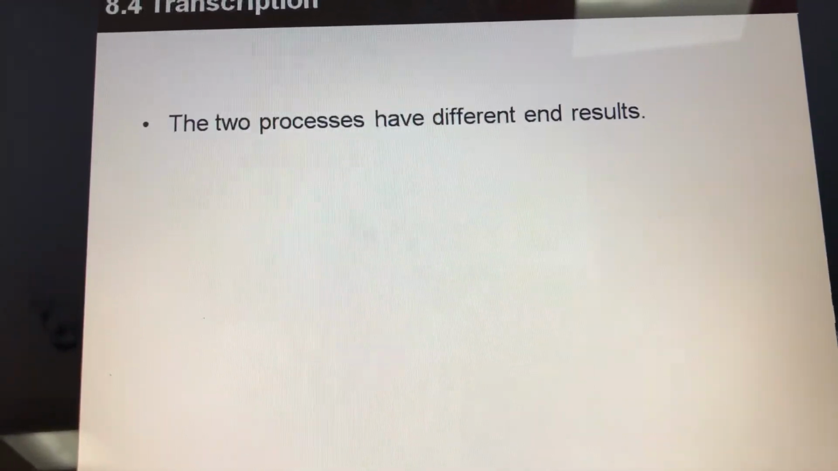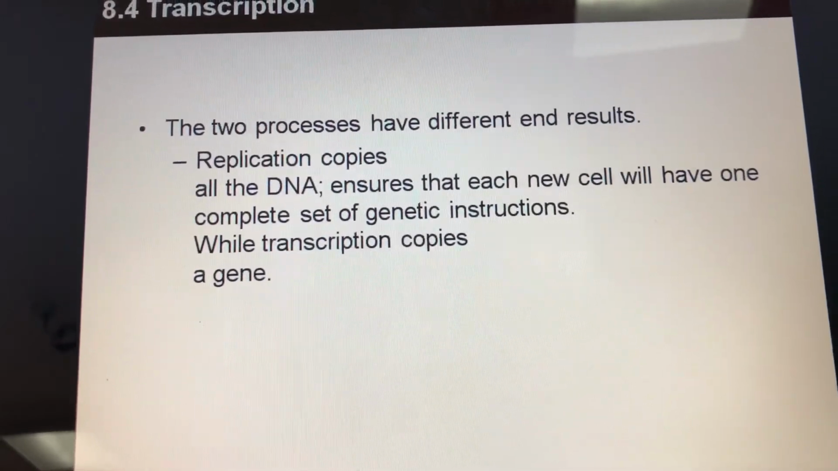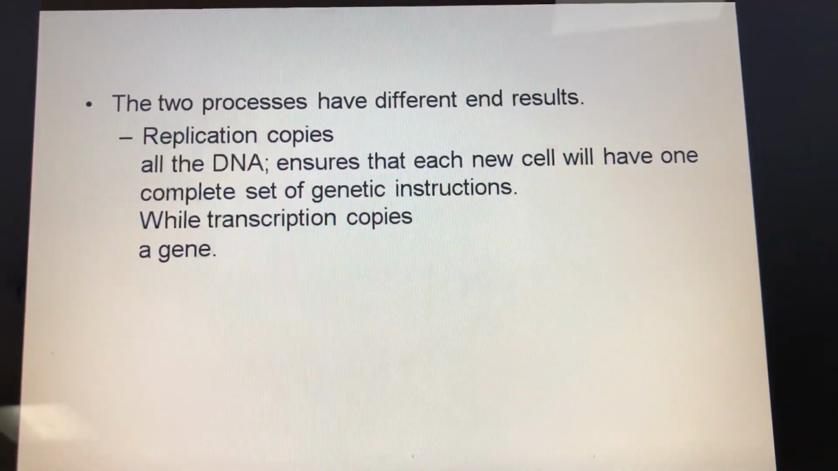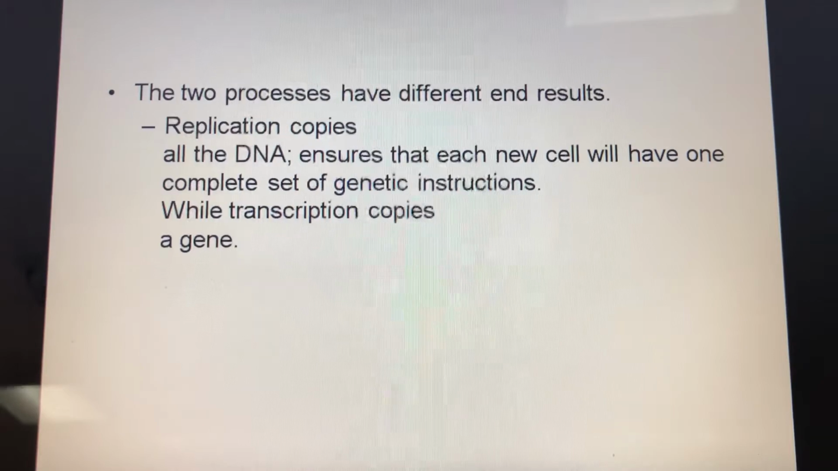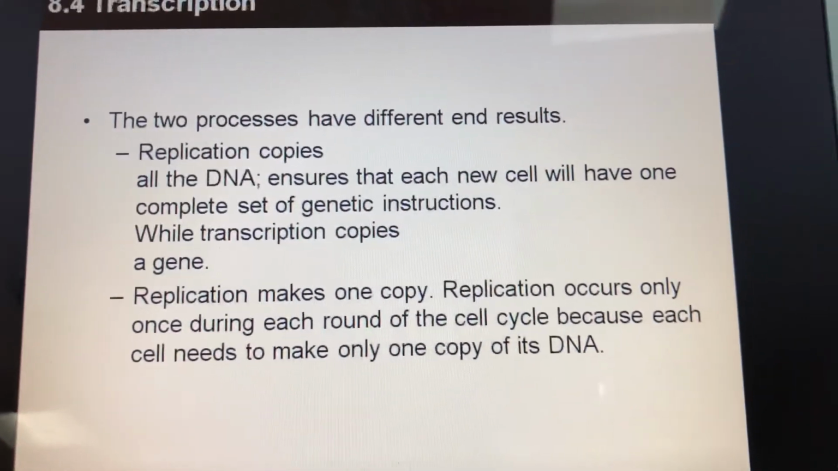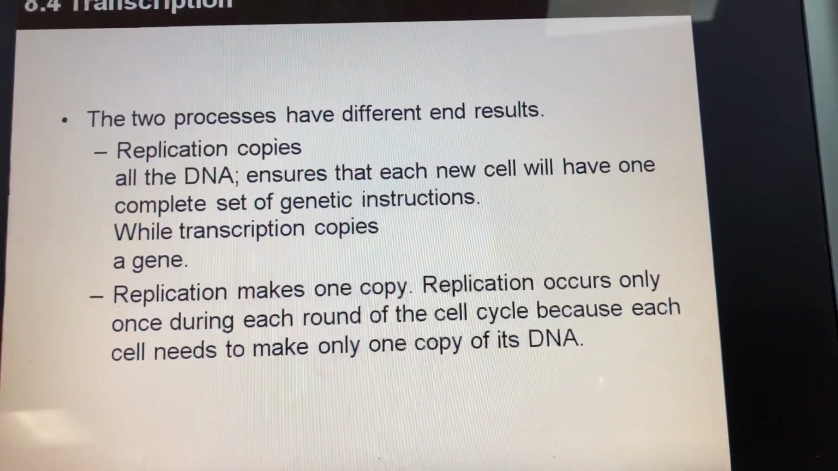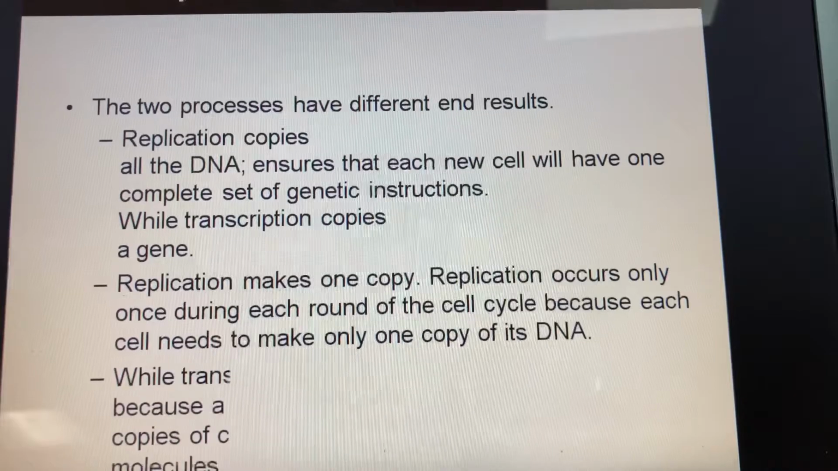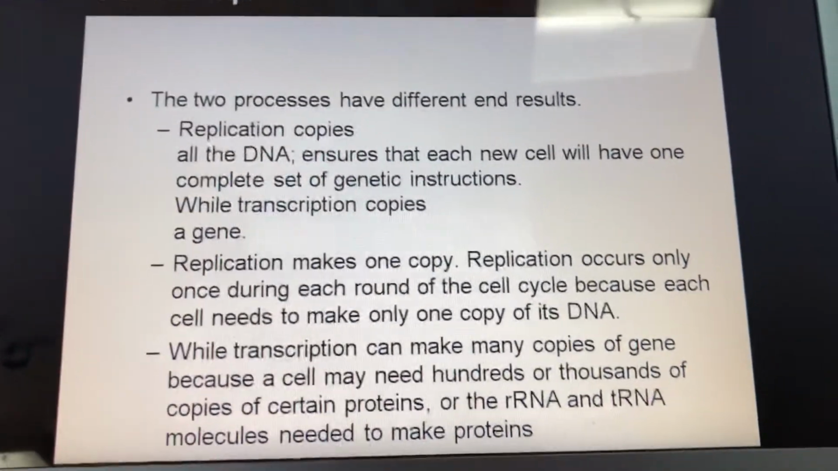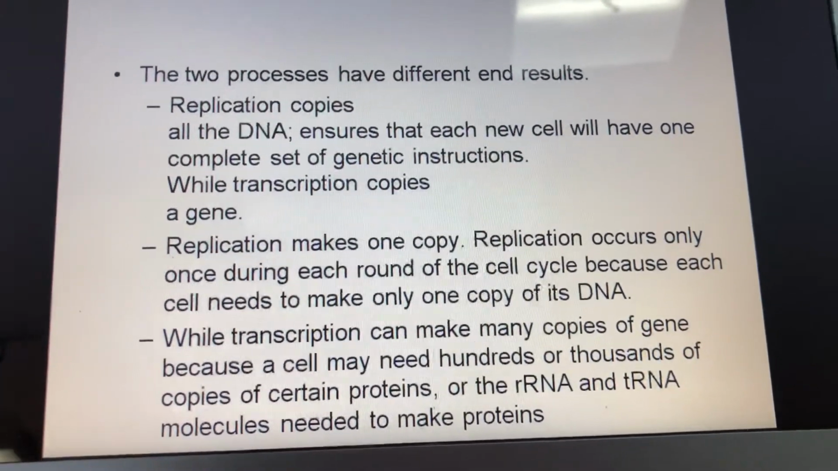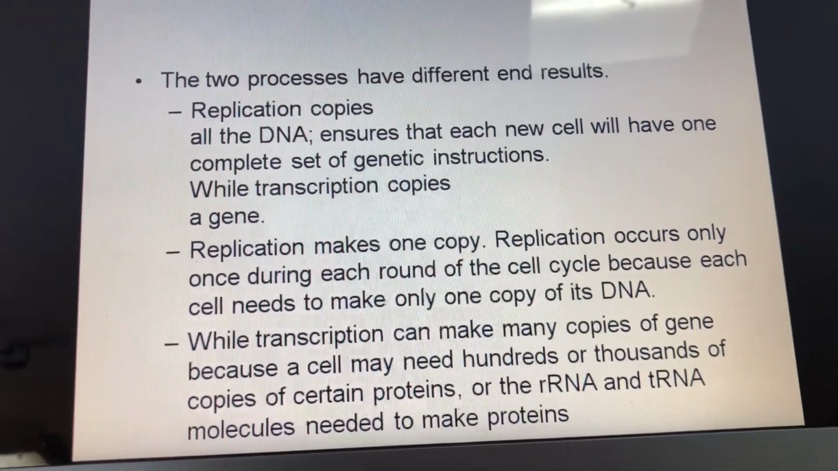The two processes have different end results. How are they different? Now, replication copies all the DNA. Why? Which ensures that each new cell will have one complete set of genetic instructions, while transcription copies a gene, which means a segment on the DNA. Now, replication makes one copy only. Replication occurs only once during each round of the cell cycle because each cell needs to make only one copy of the DNA. While transcription can make many copies of a gene because a cell may need hundreds or thousands of copies of certain proteins or the ribosomal RNA and transfer RNA molecules needed to make proteins.